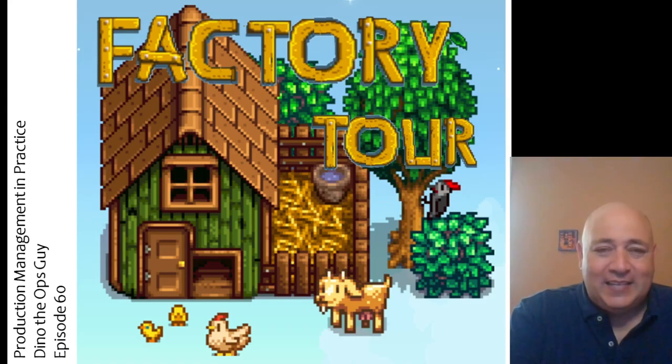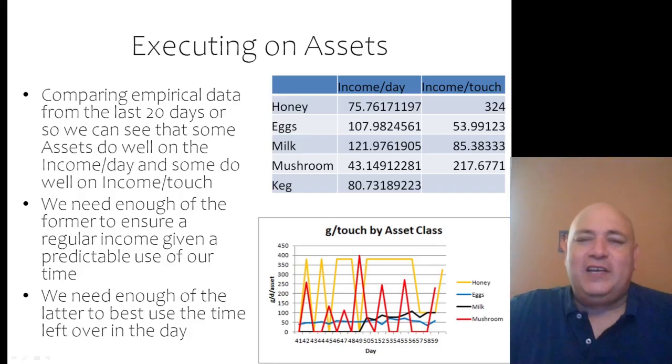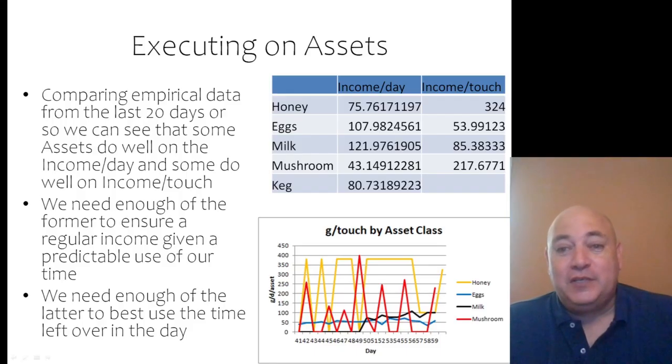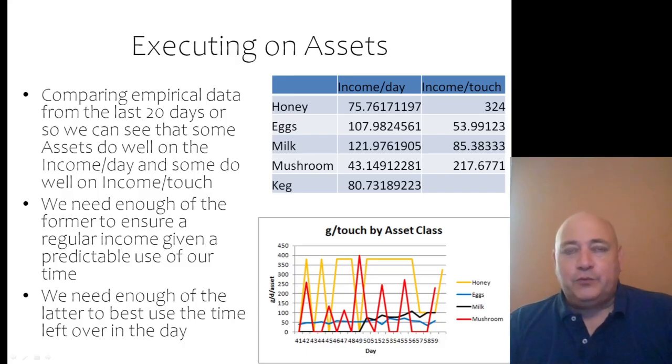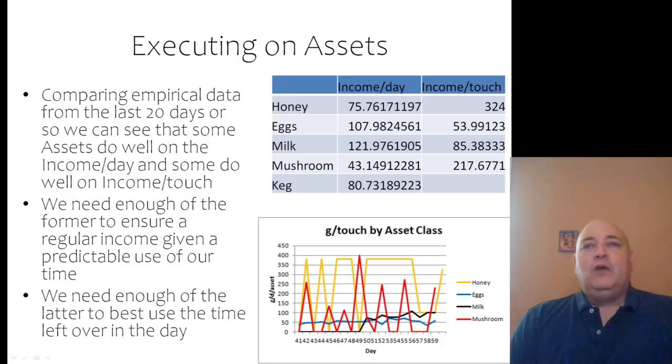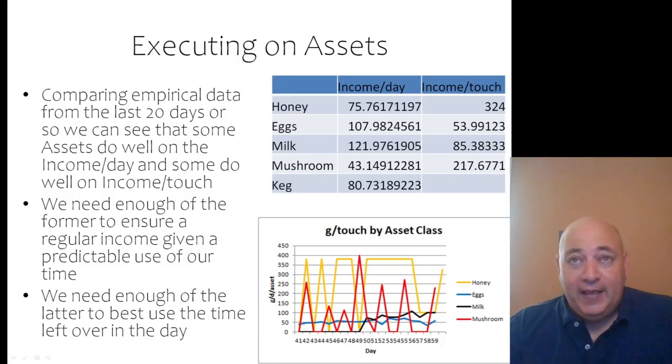In the last episode, we talked about executing on assets, and this was really a discussion about how you can measure, not just pro forma, but empirically what you're getting back on your assets, whether it's the bee houses or the cows and the chickens, or the mushroom logs or the kegs or the jars, etc. You can measure empirically what we got as far as an income per day.